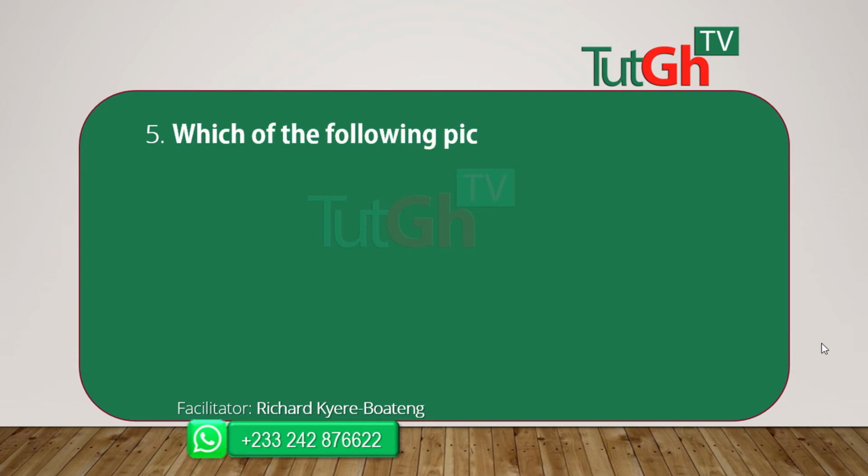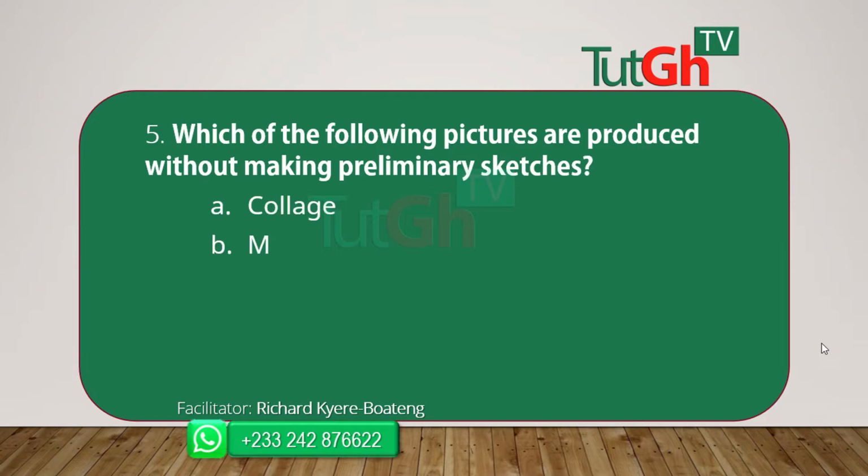5. Which of the following pictures are produced without making preliminary sketches? A. Collage, B. Marbling, C. Portraits, D. Scenery. And the answer is B. Marbling.